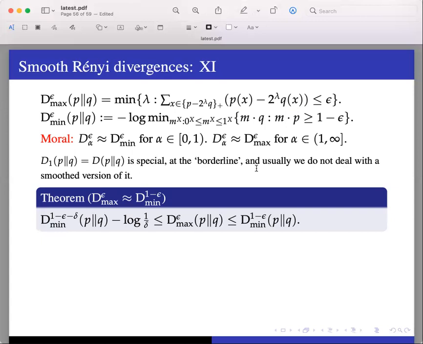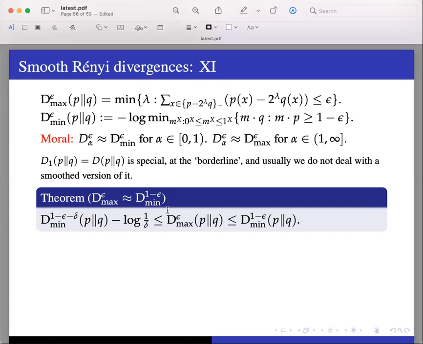Then also, if I go to the asymptotic IID limit, all these smooth Renyi divergences go to D1. So in that sense, D1 is special. I mean, they go to the non-smooth D1, so the non-smooth D1 is special.